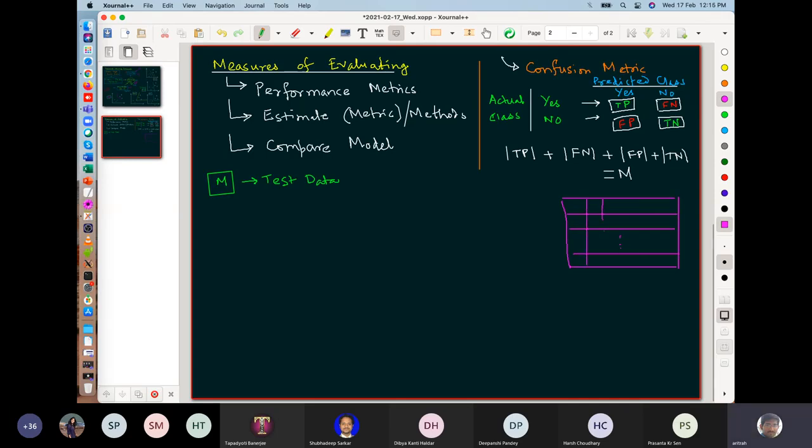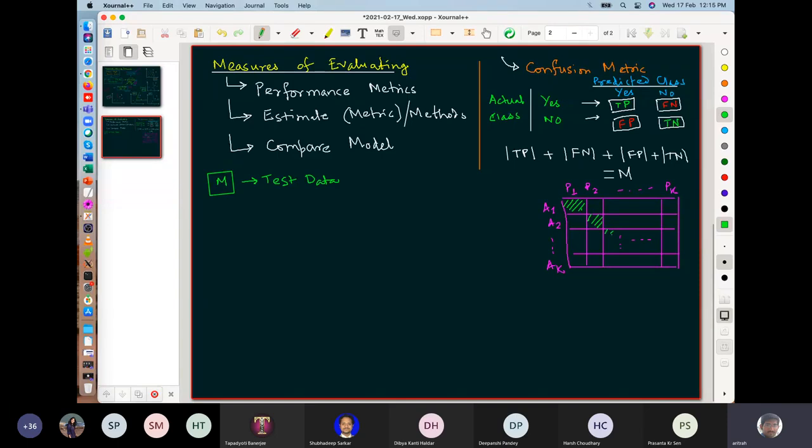such a K cross K matrix, as you can see easily by this figure. Here it will be predicted class 1, predicted class 2 up to predicted class K. Here will be actual class 1, actual class 2 up to actual class K. And depending on that, you can easily see only these fields are correct.